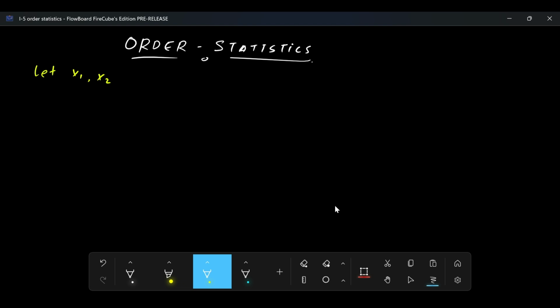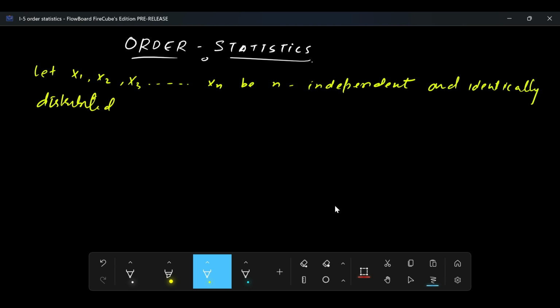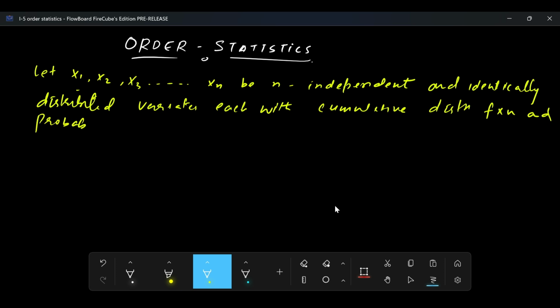x1, x2, x3 up to xn be n independent and identically distributed variates, each with cumulative distribution function and probability density function.